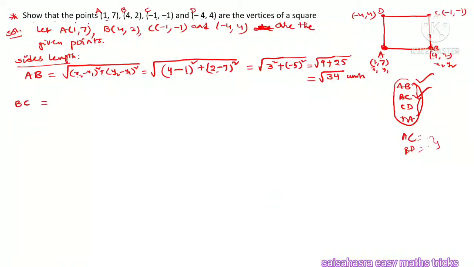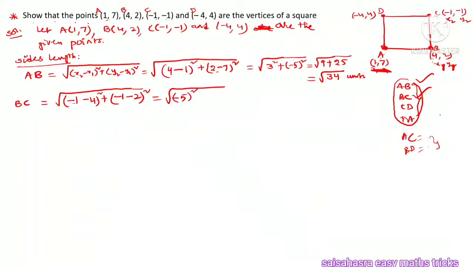BC. I'm not writing the formula now, directly BC. When you are finding BC, you can assume this one as x1 y1 and this one as x2 y2. So under root, x2 minus x1, x2 is minus 1, minus x1, x1 is 4, whole square, plus y2 minus y1, y2 is minus 1, minus y1, y1 is 2, whole square. Next step is minus 1 minus 4 is minus 5 whole square.